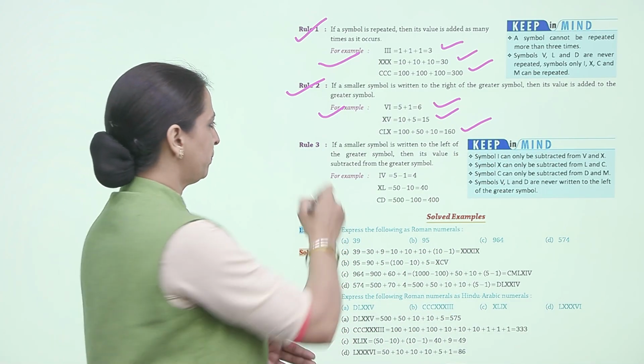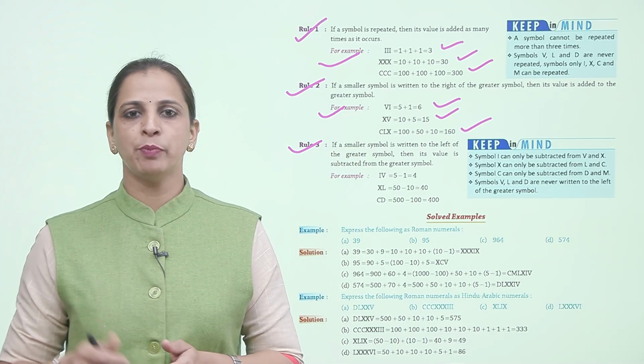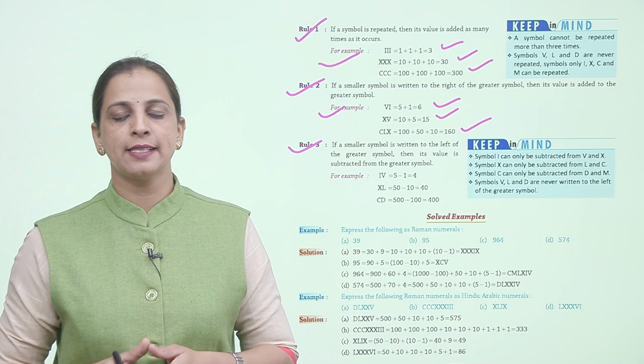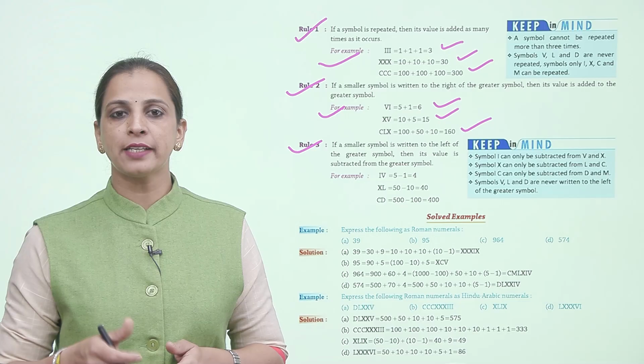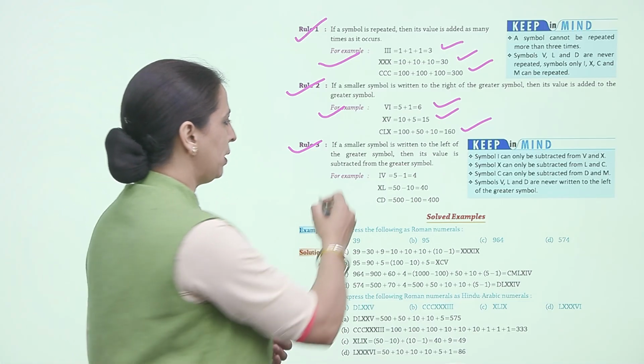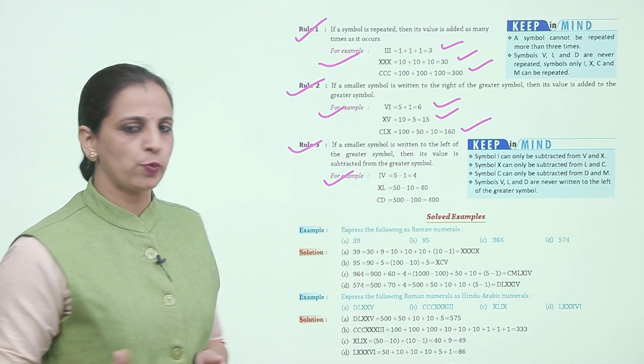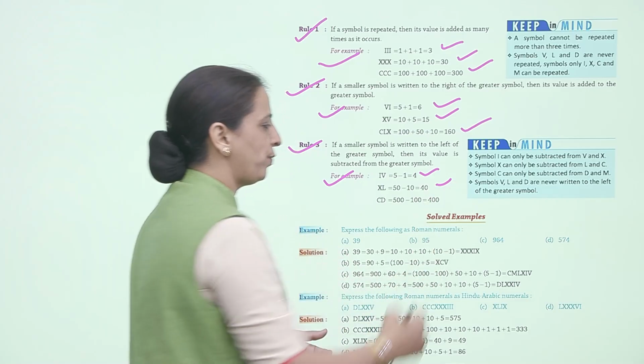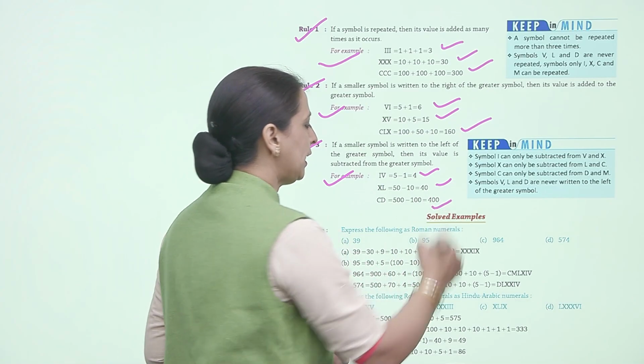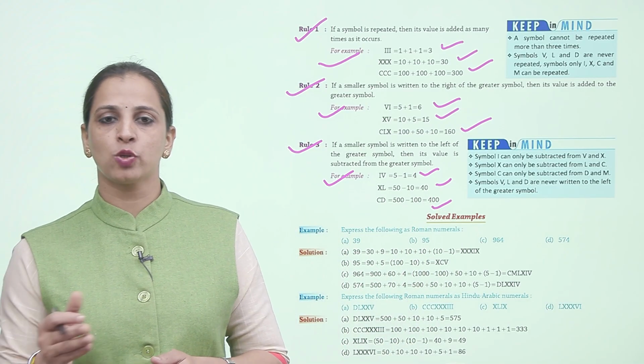Now rule 3. If a smaller symbol is written to the left of the greater symbol, then its value is subtracted from the greater symbol. For example, IV is equal to 5 minus 1, which is 4. XL is equal to 50 minus 10, which is 40. CD is equal to 500 minus 100, which is 400.